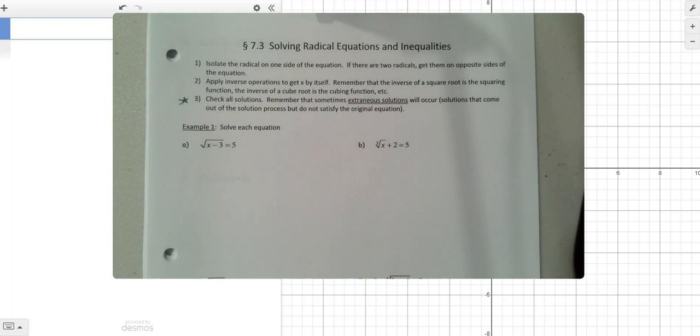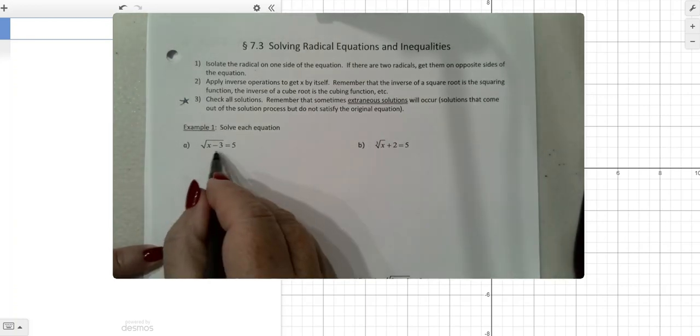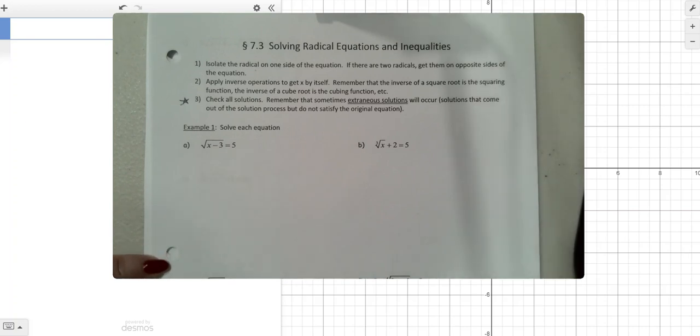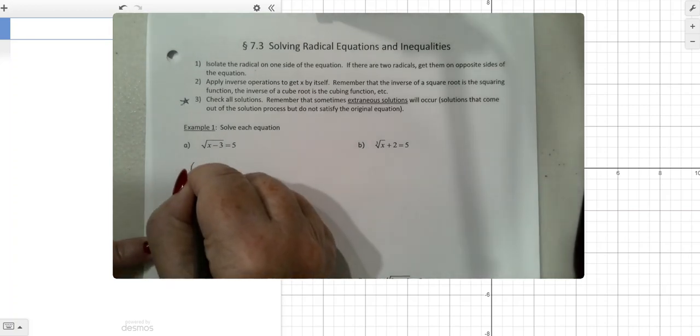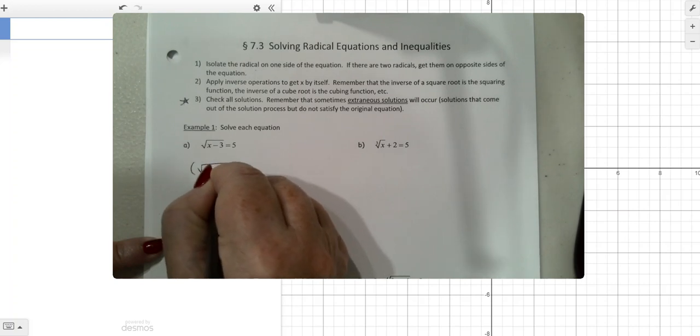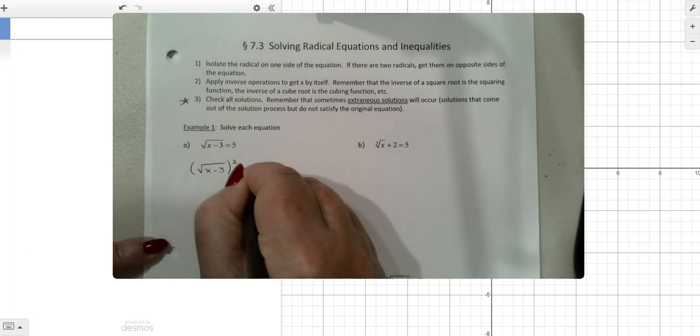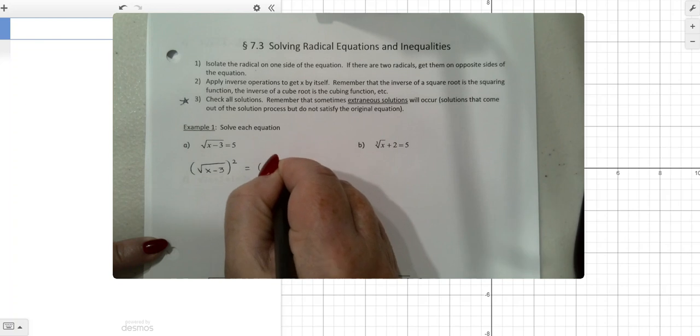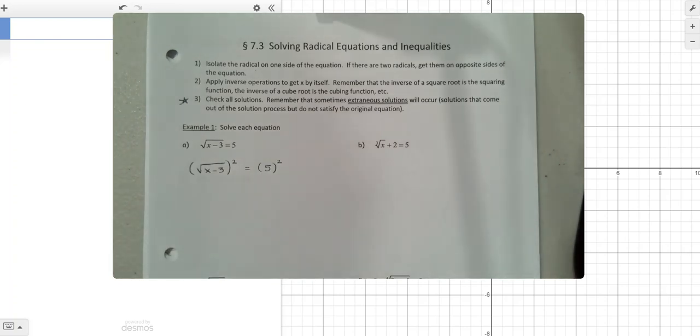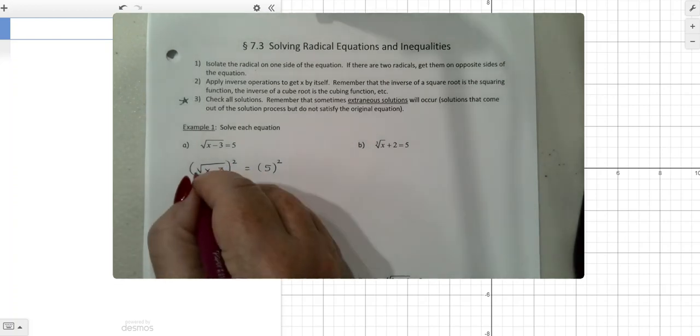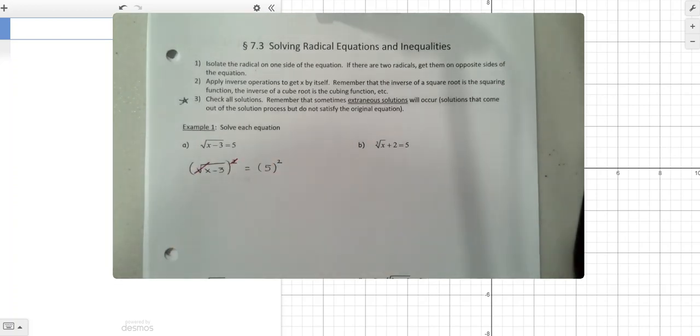So let's try this. In example 1a, we already have a square root that's been isolated. It's by itself. And so I'm just going to start by squaring both sides. Following our old rule, do what you want in an equation as long as you do it to both sides, right? All right. Squaring and the square root are inverses. They do and undo.